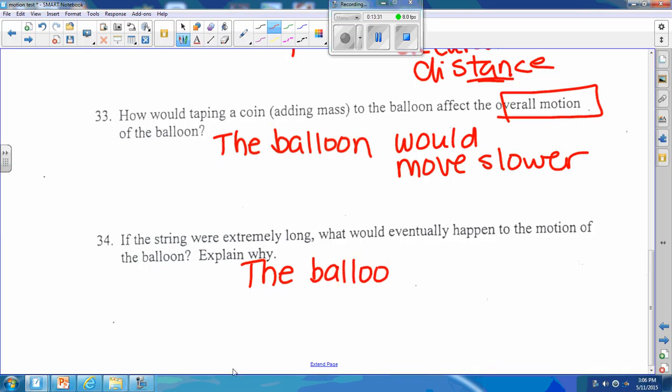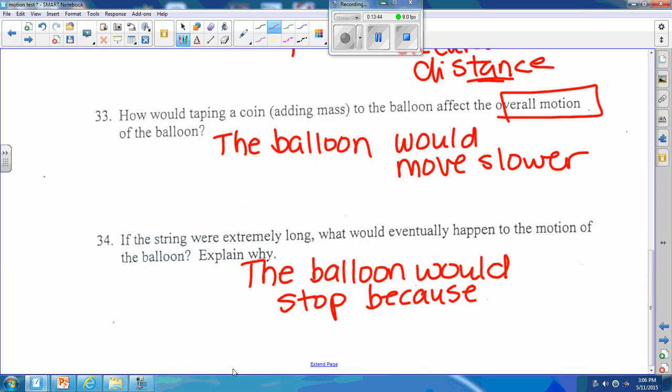The balloon would stop because of friction. That's the answer that you should have said. Or it would stop because it ran out of air. But because of friction is what they really wanted. Because an object in motion stays in motion except when it's acted on by an outside force or an unbalanced force. The unbalanced force is the friction.